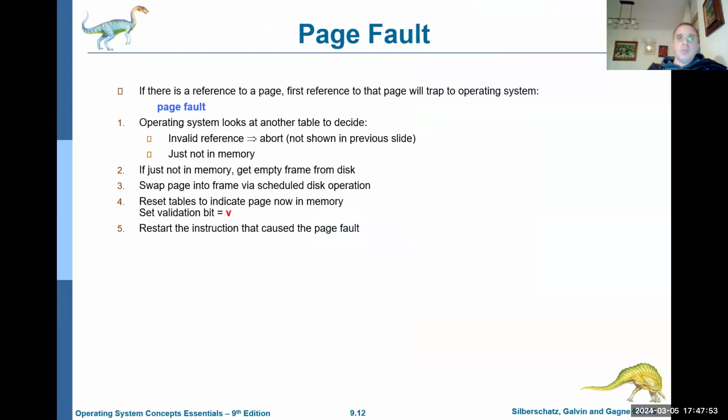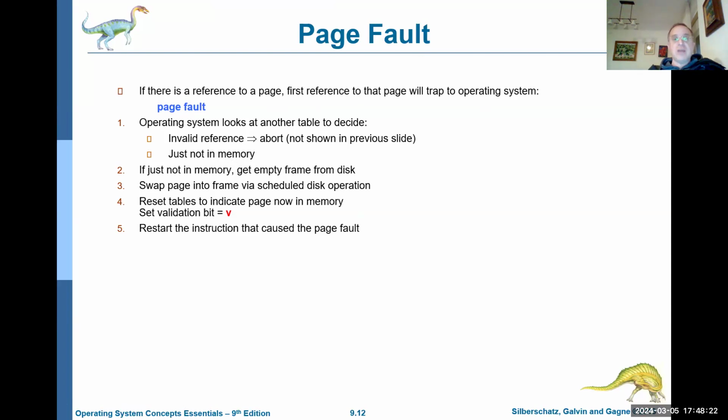If there is a reference to a page, the first reference to that page will trap the operating system and cause what's called a page fault. Page fault means I'm trying to read a page and I can't find it. The operating system looks at another table to decide: invalid reference and abort, not shown in the previous slide, or just not in memory. That's what I was saying. There'll be another table, some other mechanism.